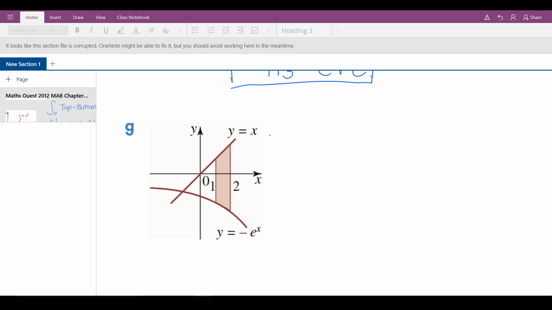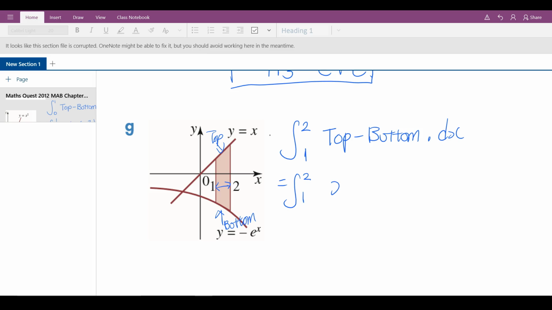All right, second last question. Getting there. Question G. We are looking for the area from 1 to 2, so it's these two regions. We integrate from 1 to 2, and remember it's always top minus bottom, integrating with respect to x. Let's see which one's on top. The y equal to x seems to be on top, and y equal to negative e to the power of x is on the bottom.